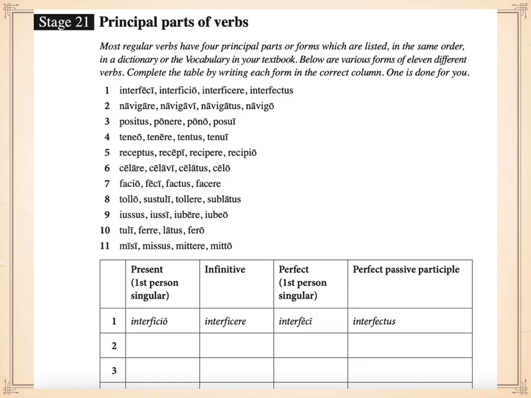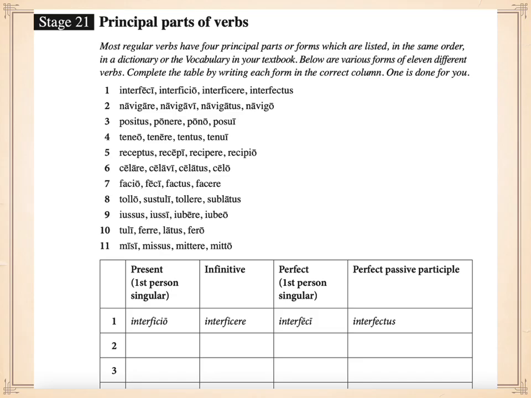And so they take interficio, number one there, instead of interfeci, interficio, interficere, interfectus, they arrange them into the order we usually see: the present first person singular, the infinitive, the perfect, and then the participle. So now they have interficio, interficere, interfeci, interfectus. So now we just need to do the rest of them.